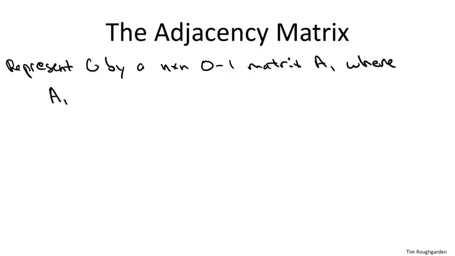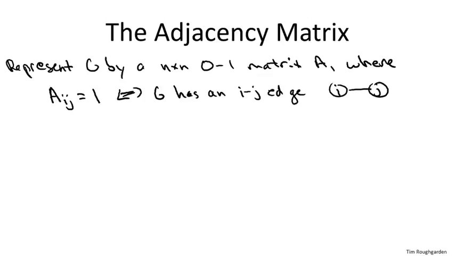And the semantics are, the ijth entry of the matrix is 1 if and only if there's an edge between the vertices i and j in the graph. I'm assuming here that the vertices are named 1, 2, 3, 4, etc. all the way up to n.